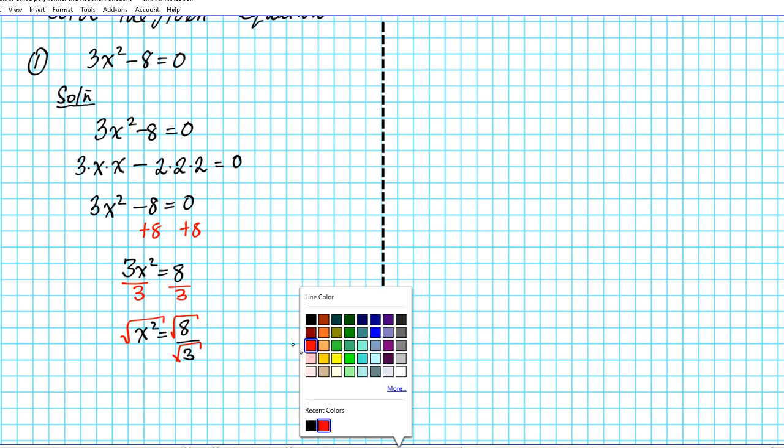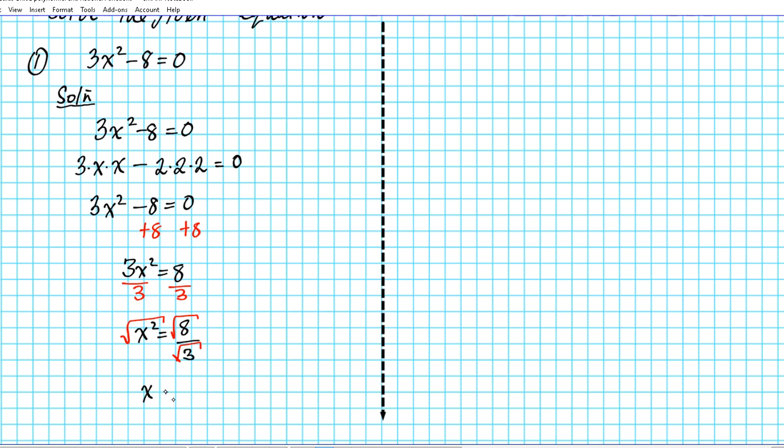Now what do we have next? Anytime you take the square root of a square, you have x. Don't forget to insert the plus or minus components on either side. I'm going to put it on the right side since I'm getting x isolated. So we have plus or minus root 8 divided by root 3.